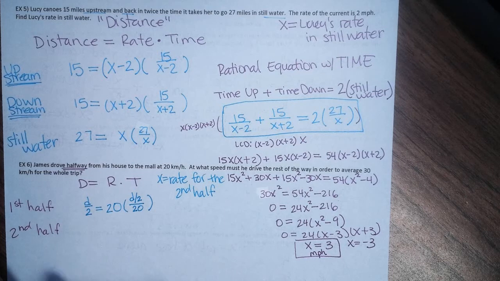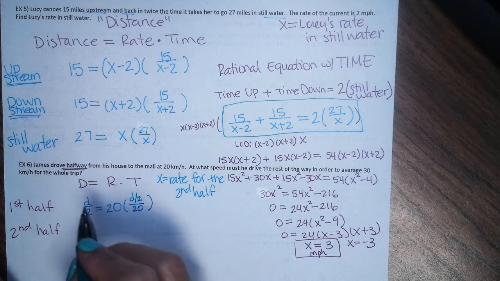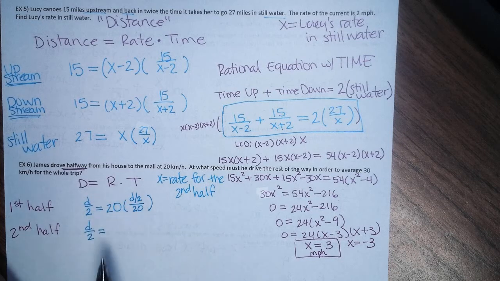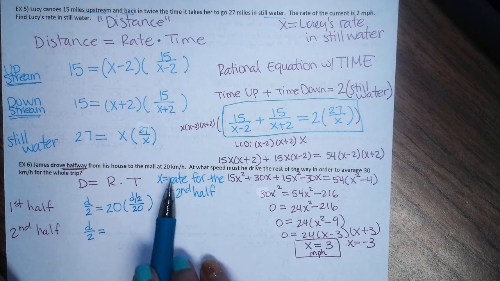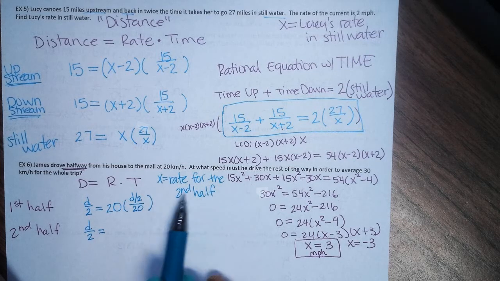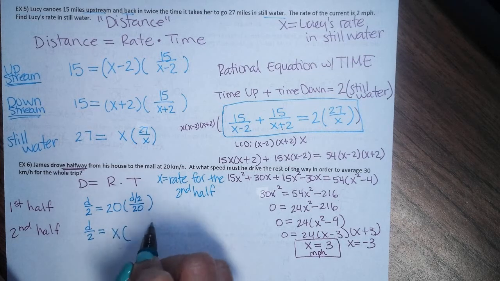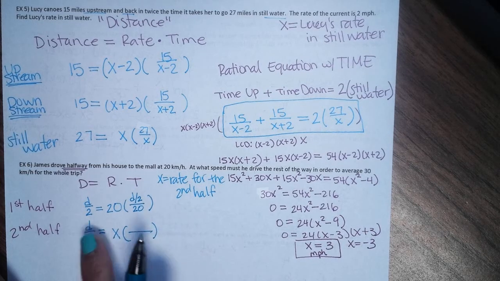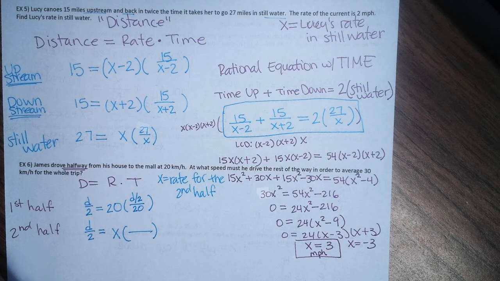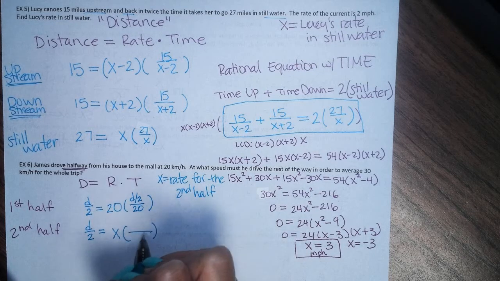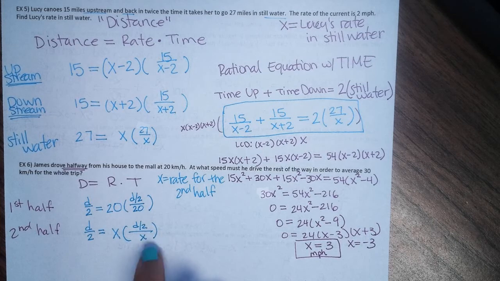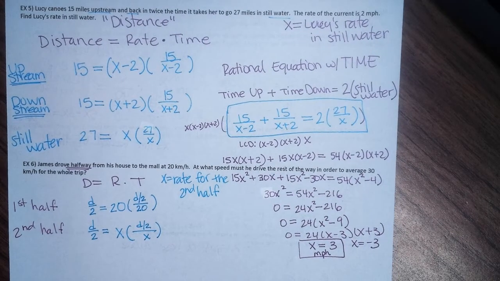Next, for the second half of the trip, the distance would be the other half, so you would still write it as d over 2. The rate for the second half of the trip is unknown. That's what you're looking for. x is the rate for the second half of the trip. So now here, you figure out what fraction has to go here so that when you multiply it by x, you'll get d over 2. It's going to be d over 2 over x, because if you multiply d over 2 over x times x, you get d over 2.